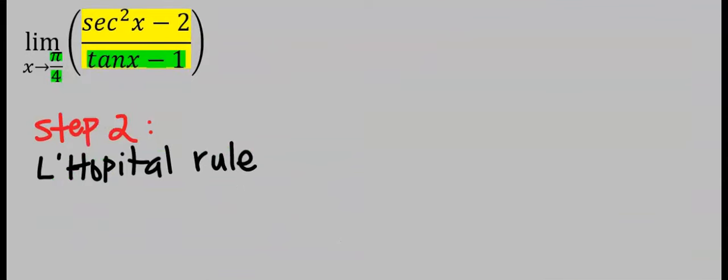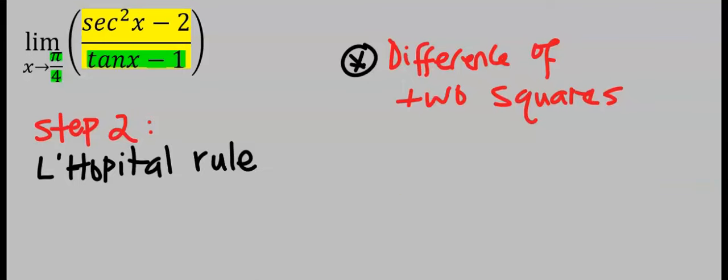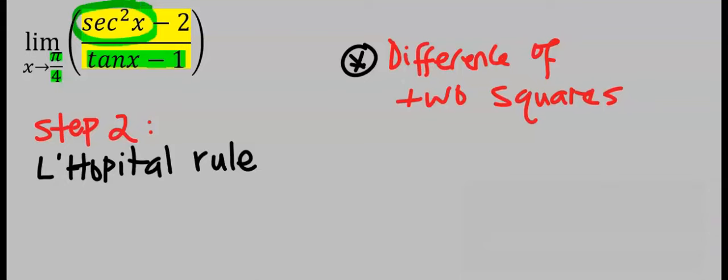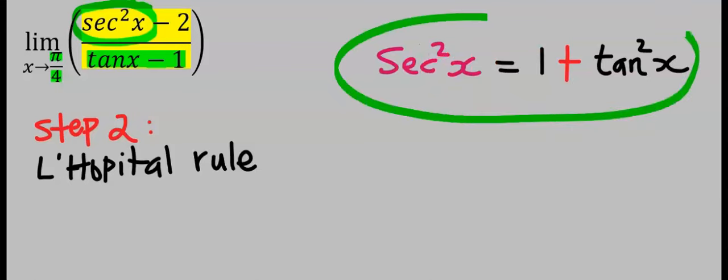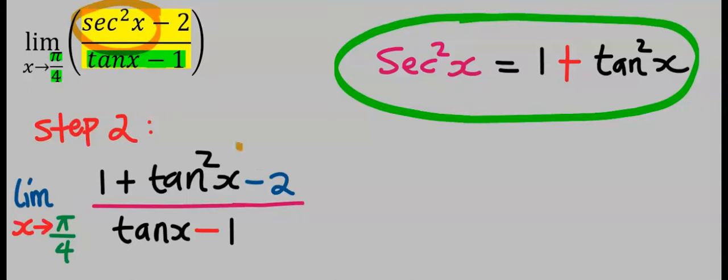Next, step number 2. Apply L'Hopital's rule. And here we have two options: either use difference of two squares, or we can differentiate separately. If we are to use difference of two squares, then we are going to recall a trigonometric identity that will help us solve this problem, which is sec square x is equal to 1 plus tan square x. Hence, instead of sec square x, I will replace it with 1 plus tan square x, with respect to this identity.